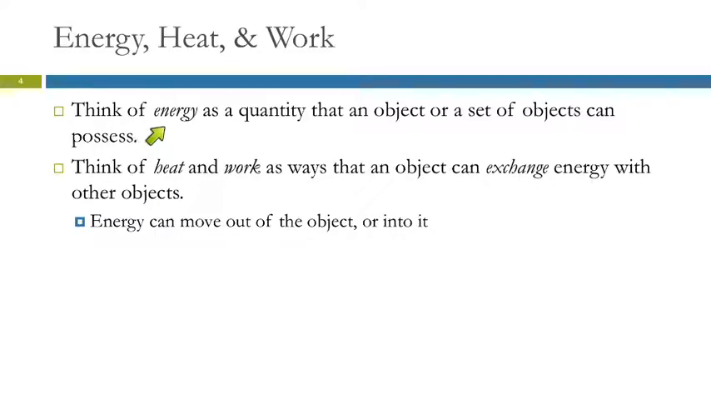So think of energy as a quantity. It's something that can be possessed. I think of energy as being a lot like money. Okay, you can have money and you can transfer money to someone else. Heat and work are ways that an object can exchange energy with other objects. So energy is something you have. Heat and work are the movement of energy in one direction or another.